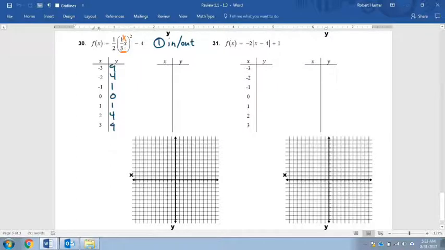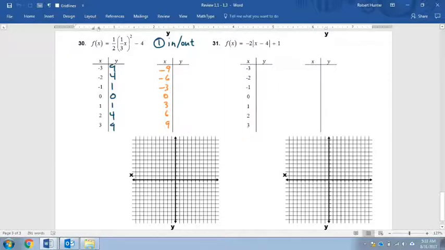All right, so instead of dividing by 3, we're going to multiply by 3. So negative 3 times 3 is negative 9. Negative 2 times 3 is negative 6. Negative 1 times 3 is negative 3. Then 0. Then 1 times 3 is 3. 2 times 3 is 6. 3 times 3 is 9. All the way down. Okay?